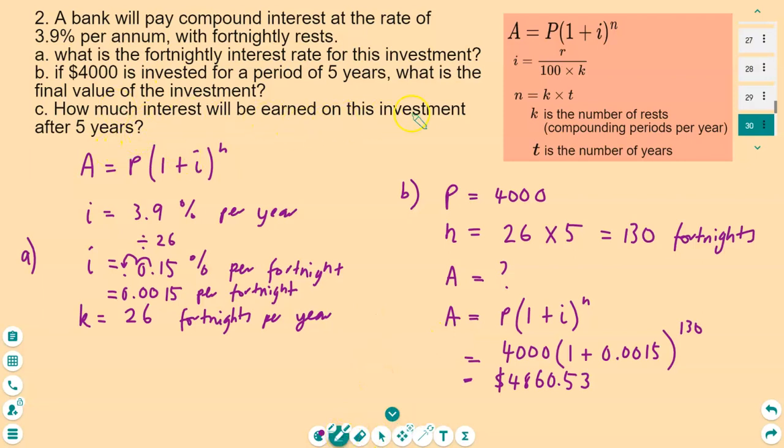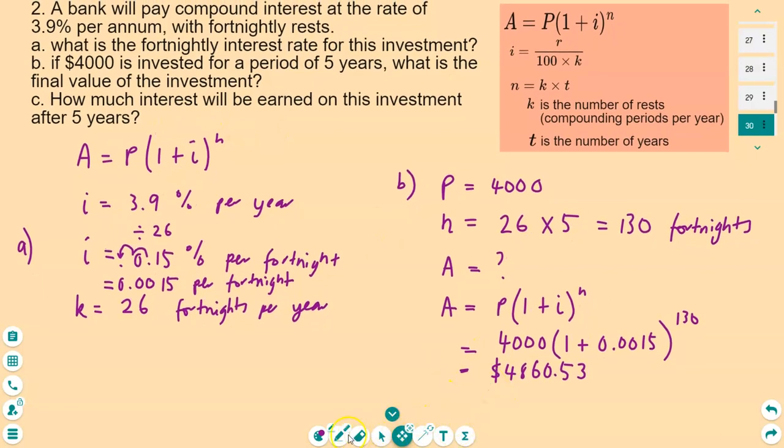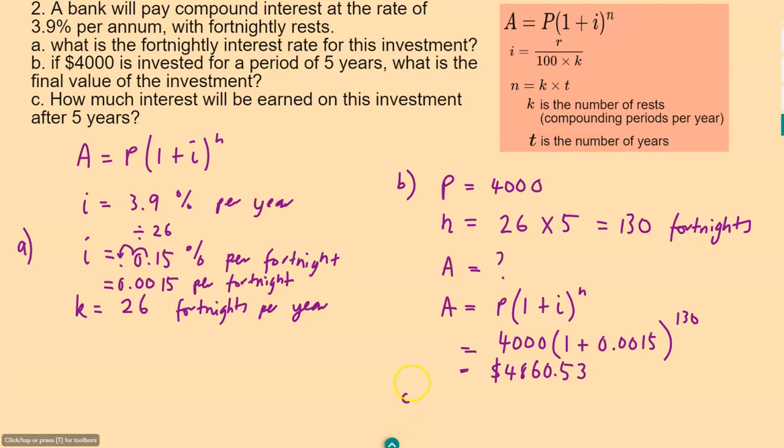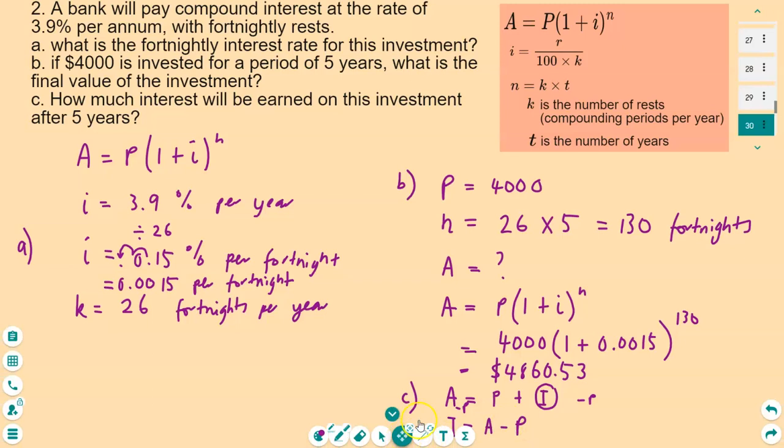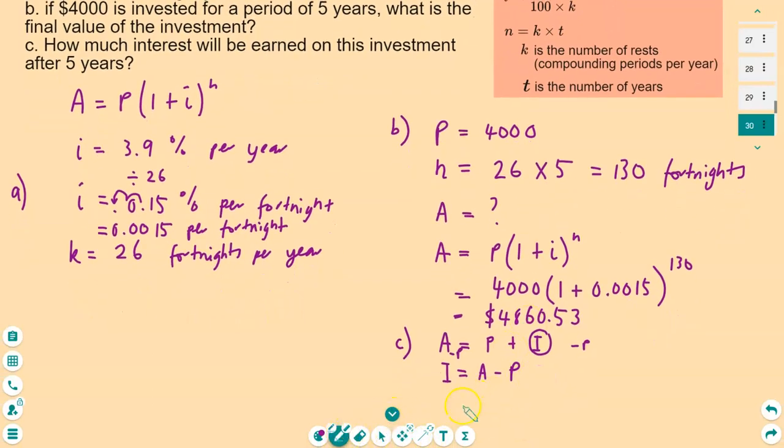How much interest will be earned on this investment after 5 years? Well, I just sort of told you the answer, but officially calculating it, the interest earned on the investment. Well, we can just derive it from this if we want. The amount is your principal plus your interest. If we want that interest on its own, we take the P to the other side. So taking P from both sides, we've got $4,860.53, take 4,000.